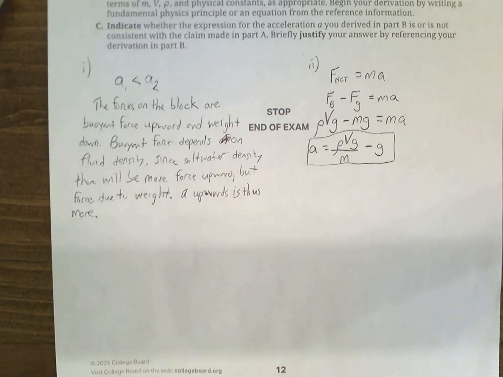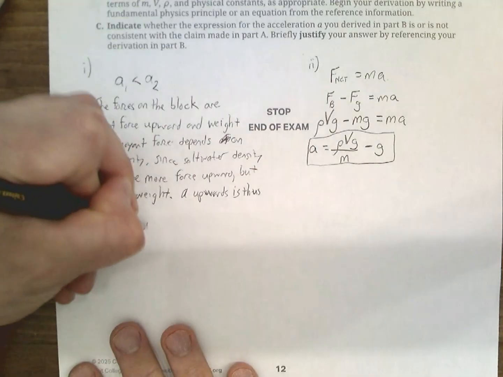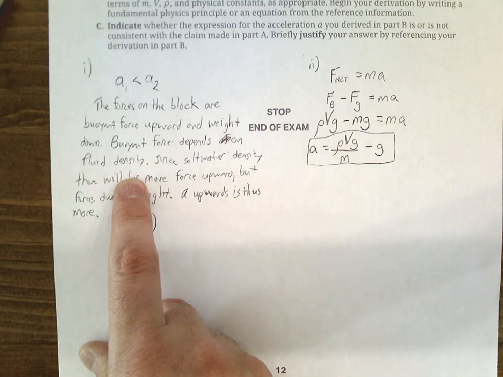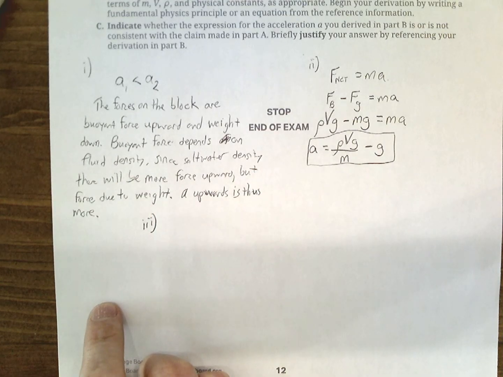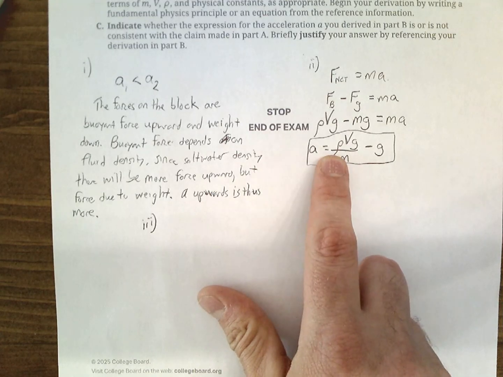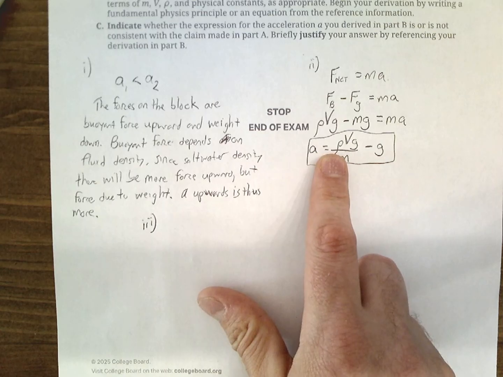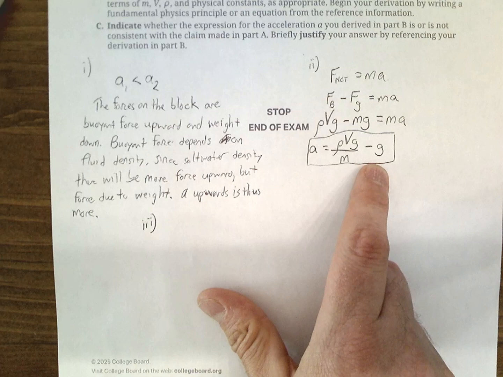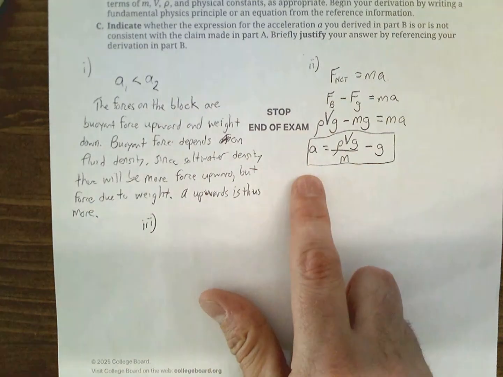Finally, this is the last part of the whole thing. See, it says stop, end of exam. We're almost there. We're going to indicate whether the expression for the acceleration is consistent with our claim in part A. So we just need to interpret our equation. We said in part A, greater density is going to give you more acceleration upwards. Does our equation over here say that? Yes. A and rho are directly related. If I make the density of my fluid larger, that's going to make this front term larger. Subtracting g is going to affect it less, and therefore A will go up.